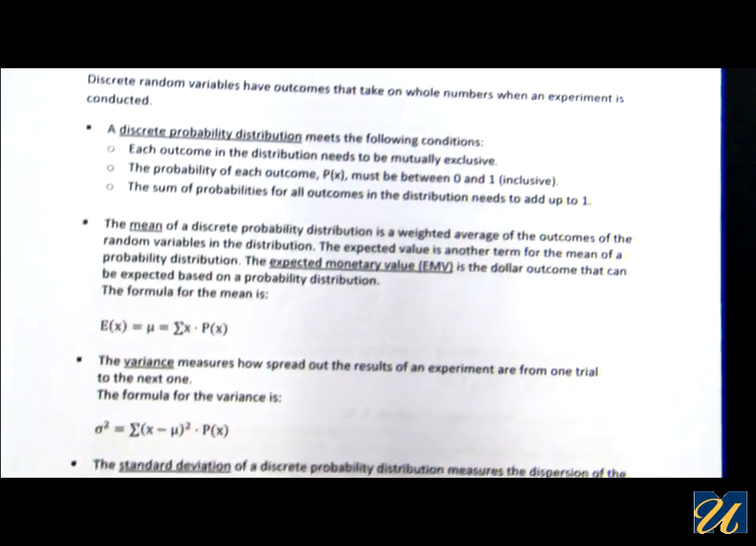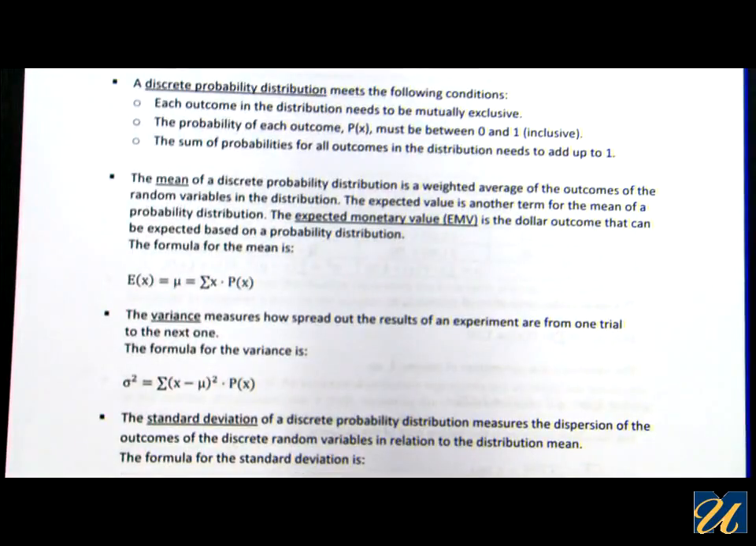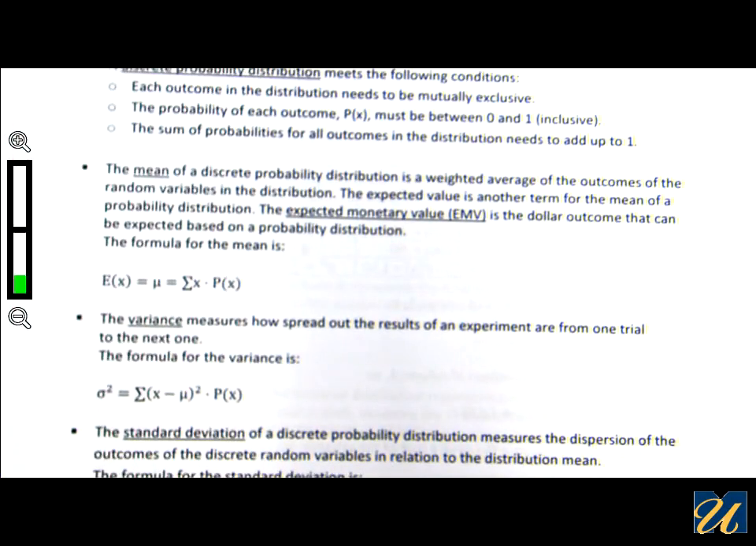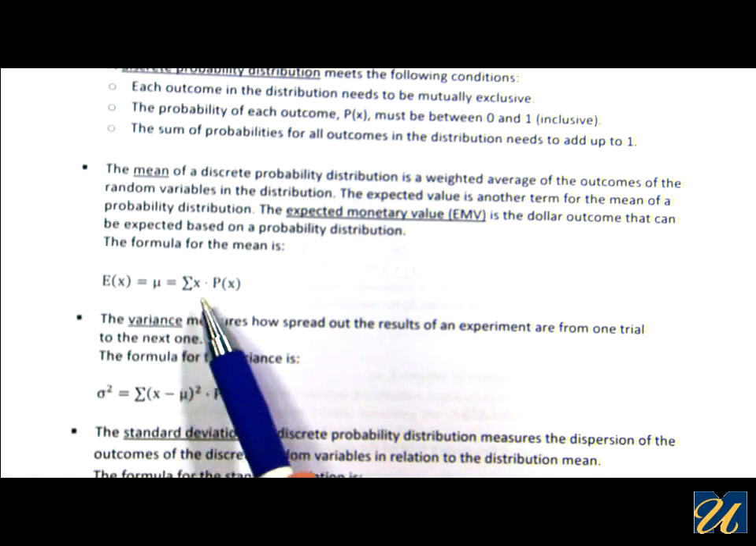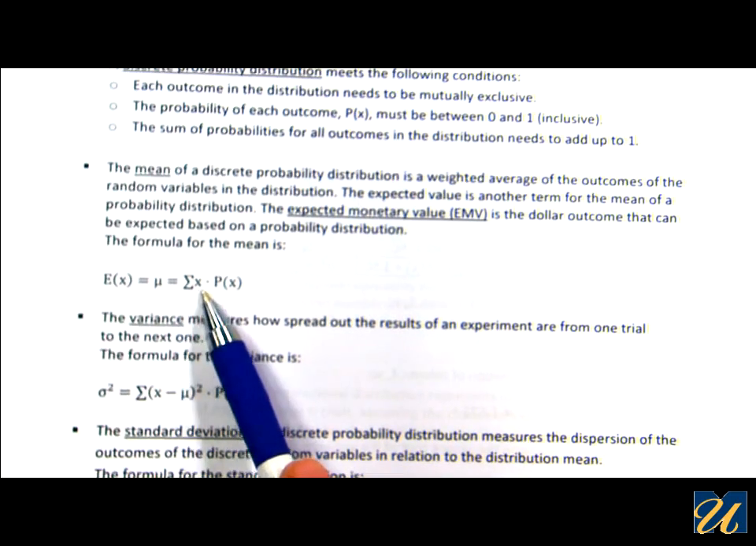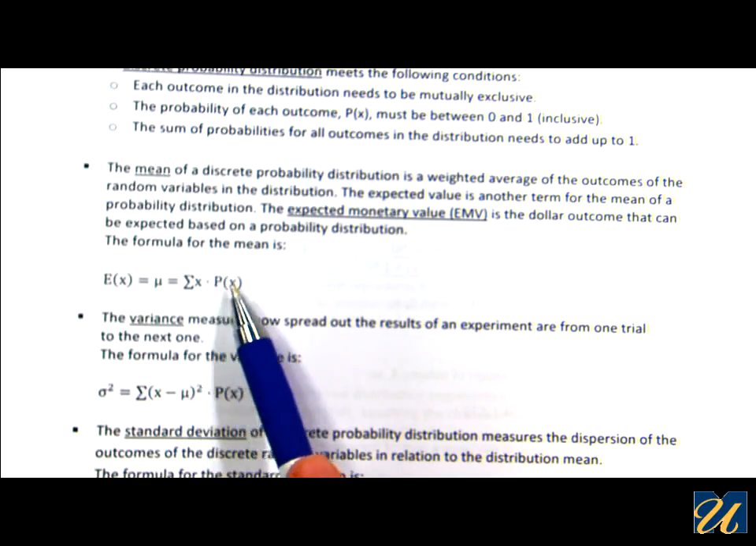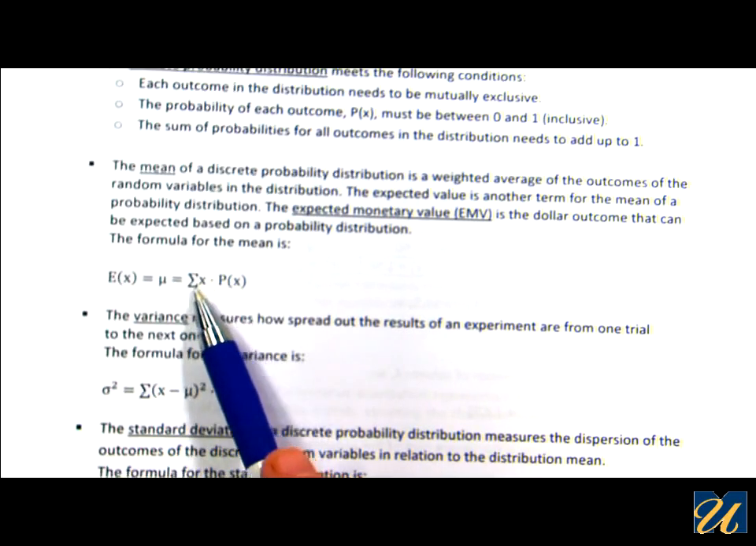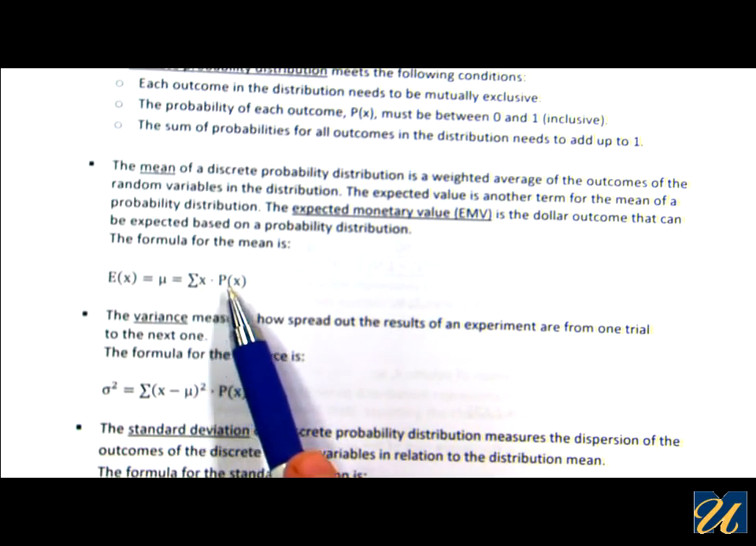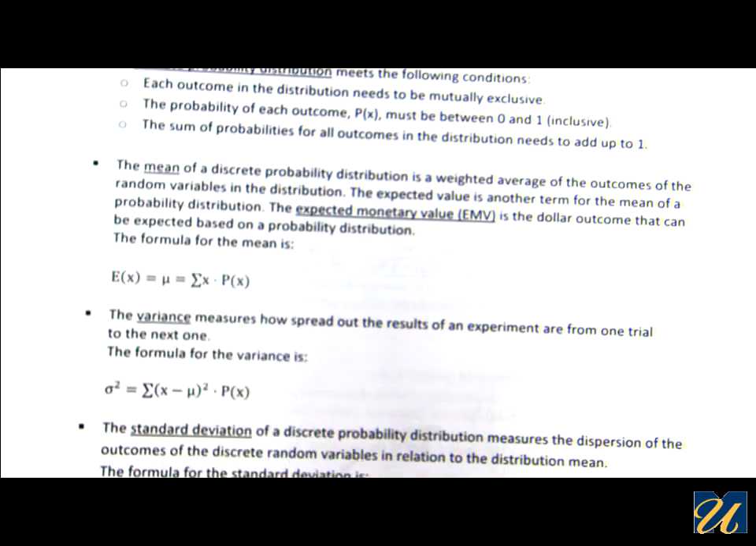The formula, when we calculate the expected value, the mean, E of x, mu, is equal to the sum of x times P of x. That means you take the outcome times its corresponding probability for each one, and then at the end you add them. This is how you find the average, once again, for a discrete probability distribution.